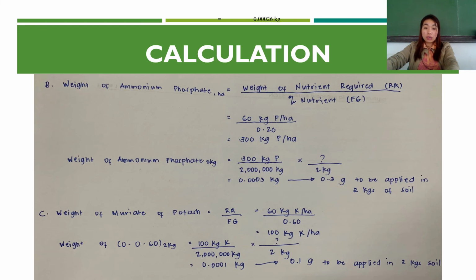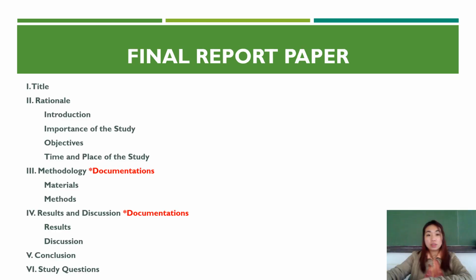The same goes for muriate of potash. So, 0.1 gram to be applied in 2 kilograms of soil. So, just go back to the table that I showed you earlier. Okay? That's what those are.